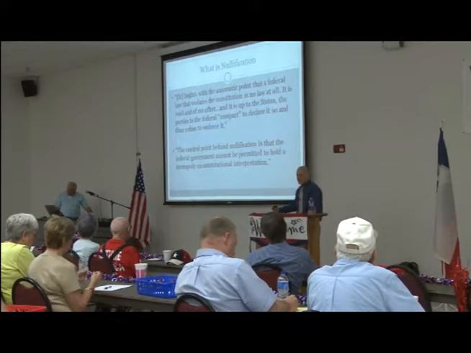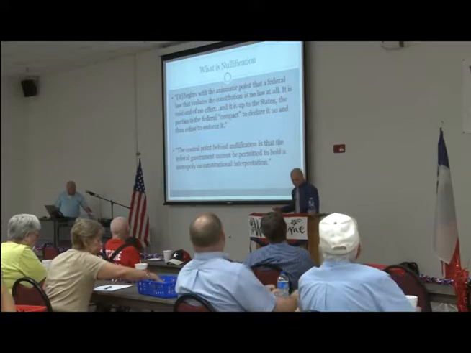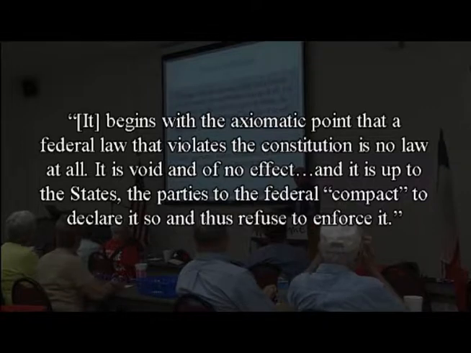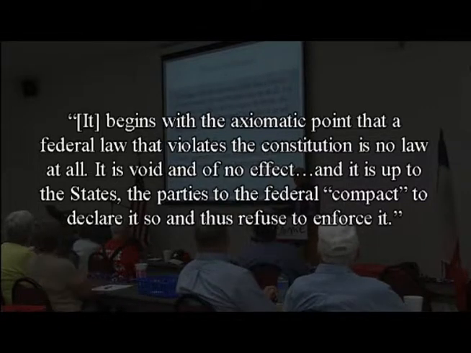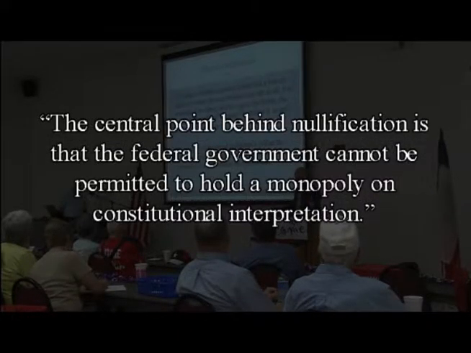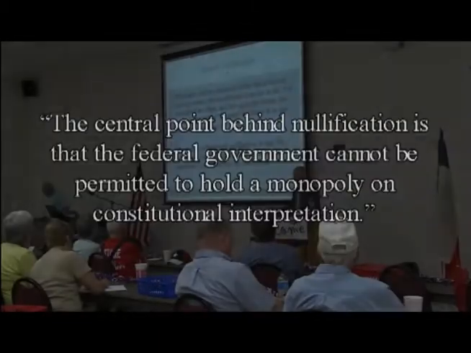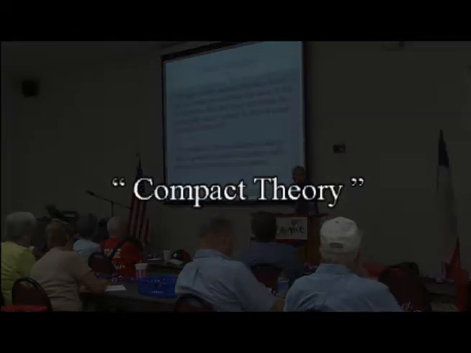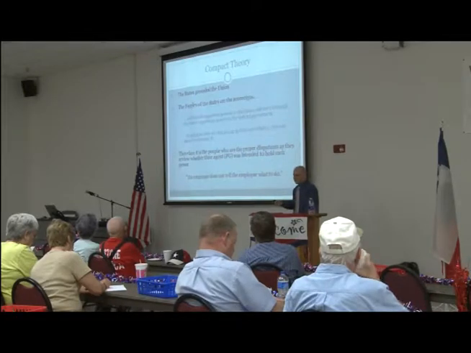So some of the stuff from him, this is basically what he boils it down to. It begins with the axiomatic point that a federal law that violates the Constitution is no law at all, and it is void and of no effect, and it is up to the states, the parties to the federal compact, to declare it so, and thus refuse to enforce it. The central point behind nullification is that the federal government cannot be permitted to hold a monopoly on constitutional interpretation. They're not the final say.